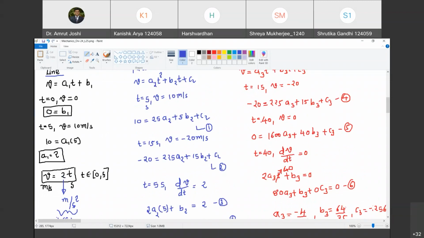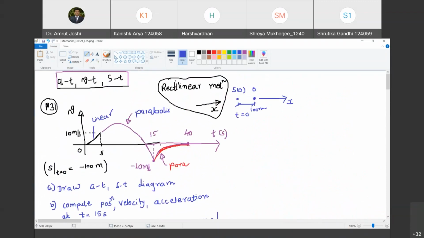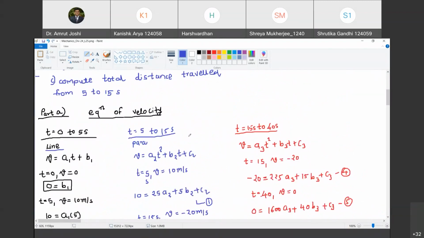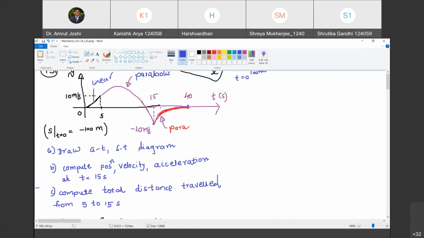So I have got the equation of velocity in the closed interval t equal to 0 to 5. Now let us look at the equation for velocity in the interval 5 to 15 seconds. Are you with me? Yes, sir. And the equation is given as parabolic. So what is the general form of a parabola?